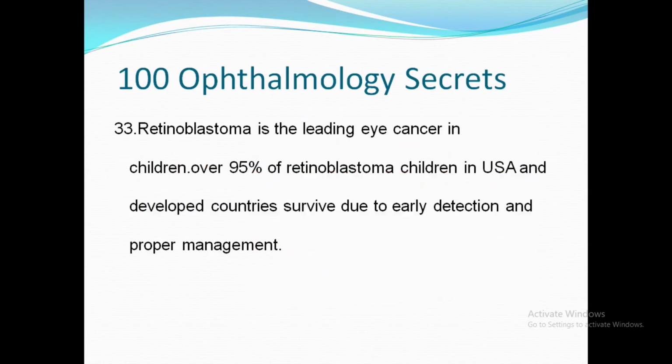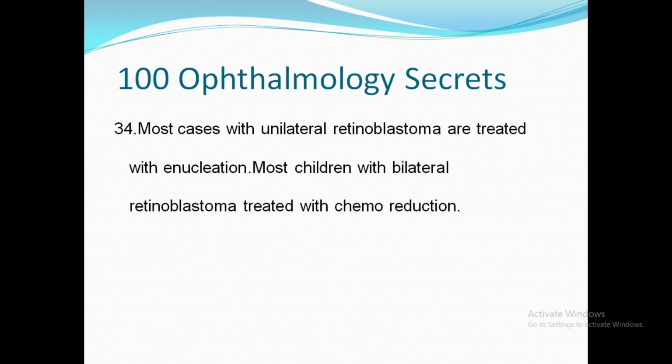Number 33. Retinoblastoma is the leading eye cancer in children. Over 95% of retinoblastoma children in USA and developed countries can survive due to early detection and proper management. Most cases with unilateral retinoblastomas are treated with enucleation. Most children with bilateral retinoblastoma are treated with chemoreduction.